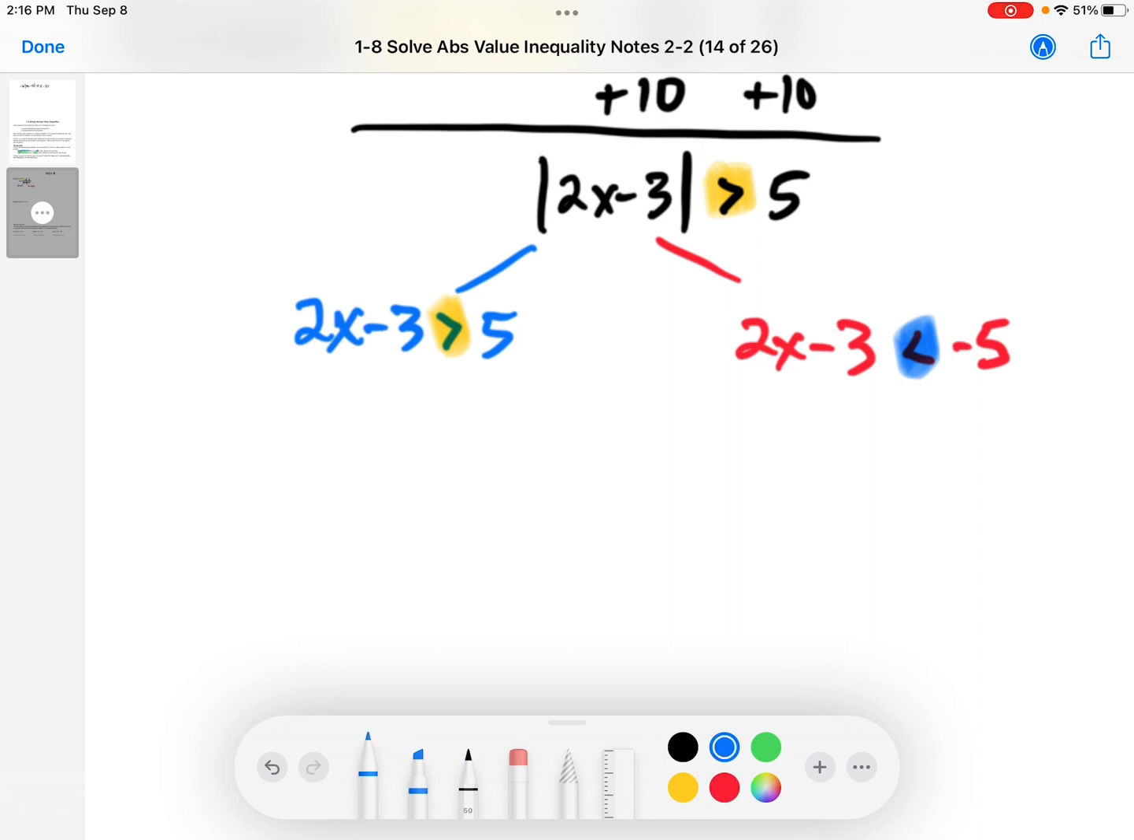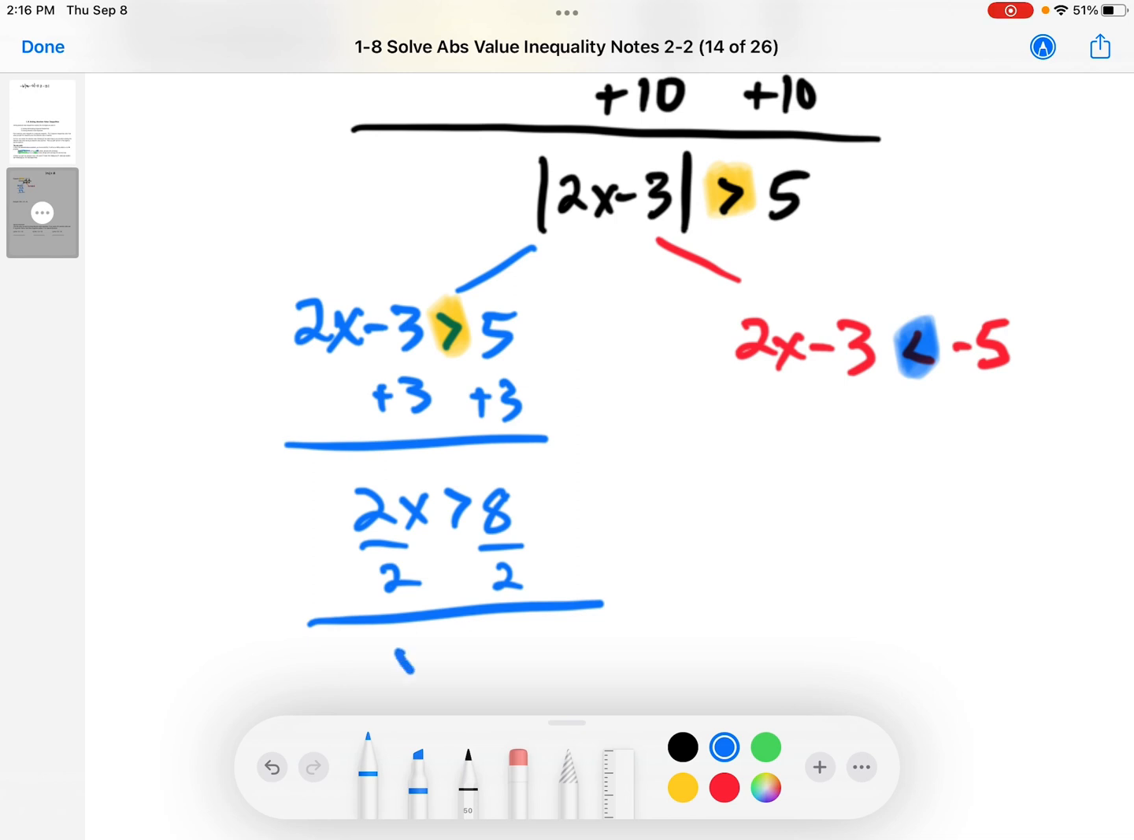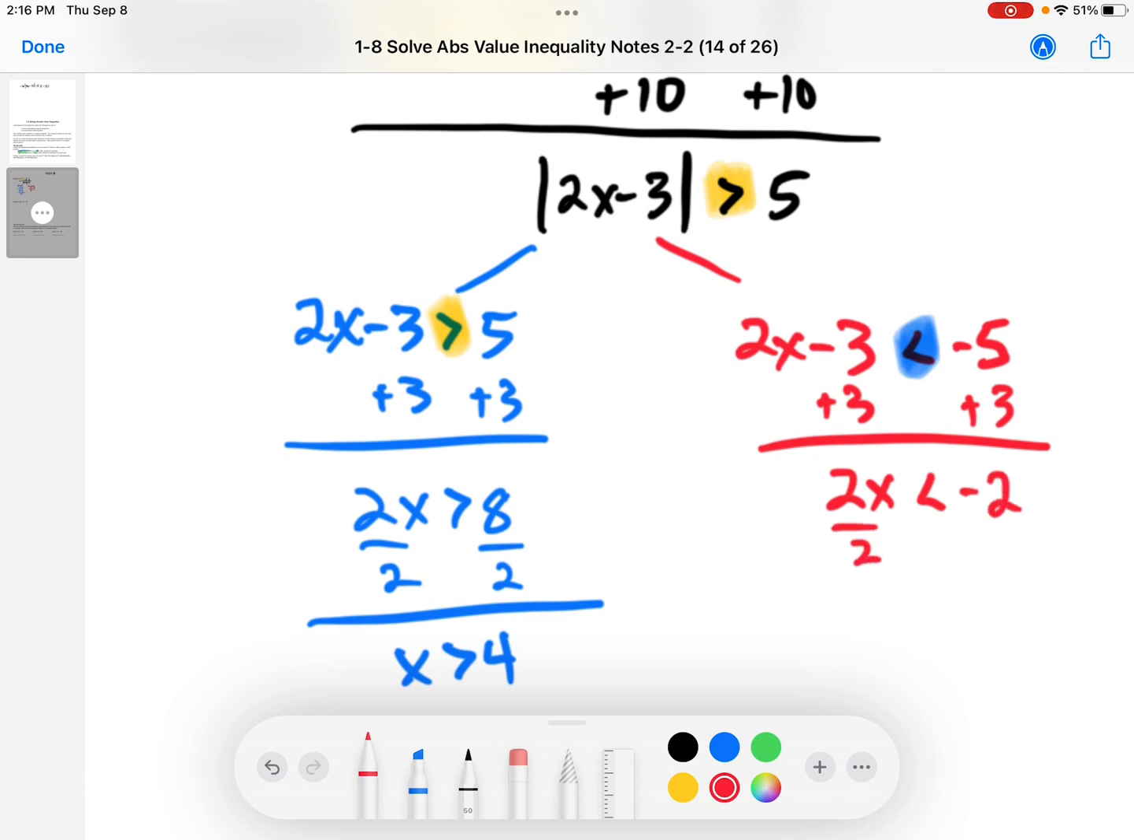Solving to get x by itself turns out to be pretty simple. We're going to add 3 and then divide by 2. In the negative version, we do the same thing. We add 3 on both sides. Remember that golden rule. And then we divide by 2.